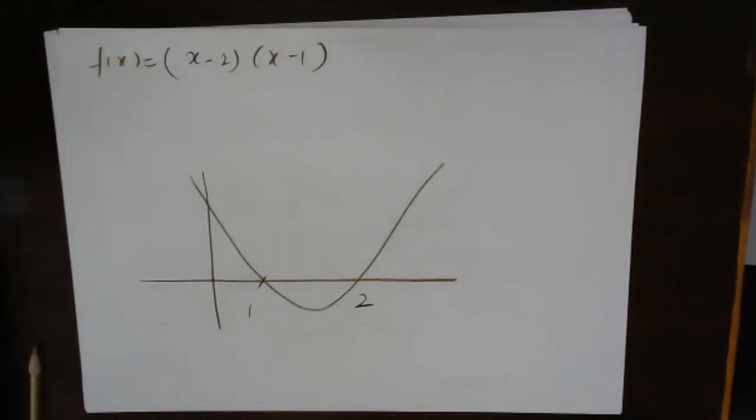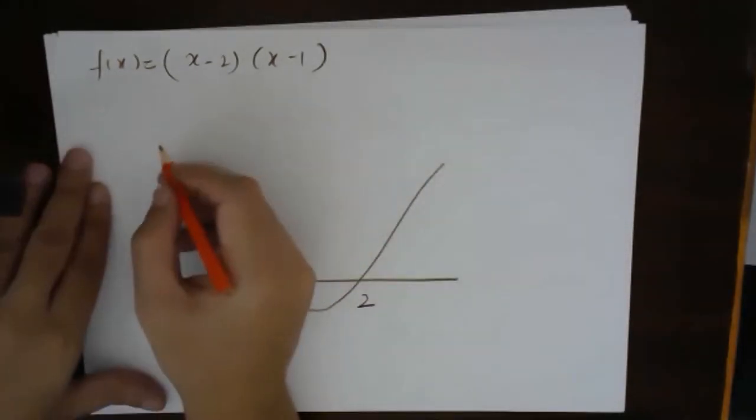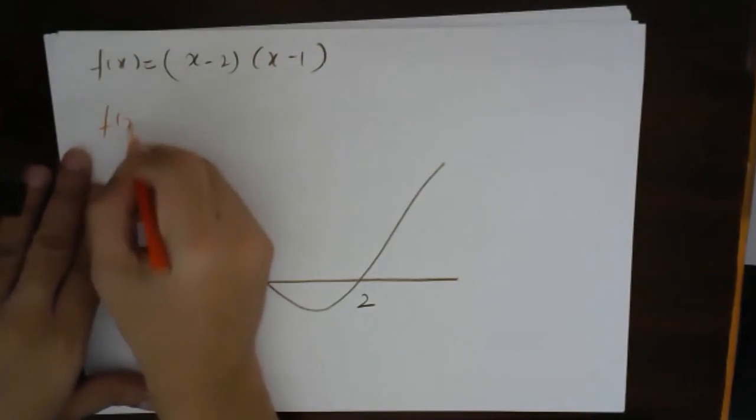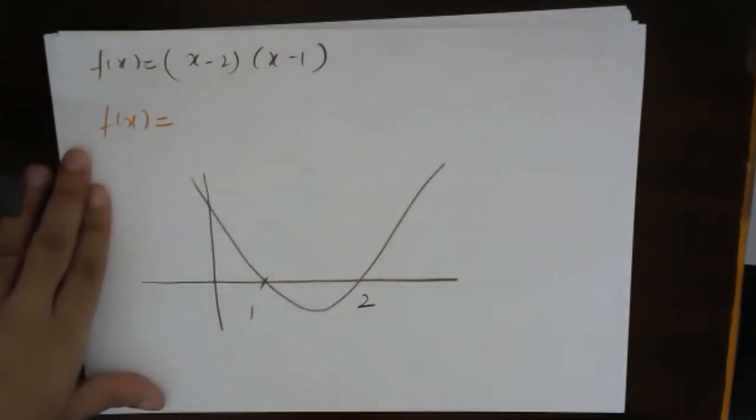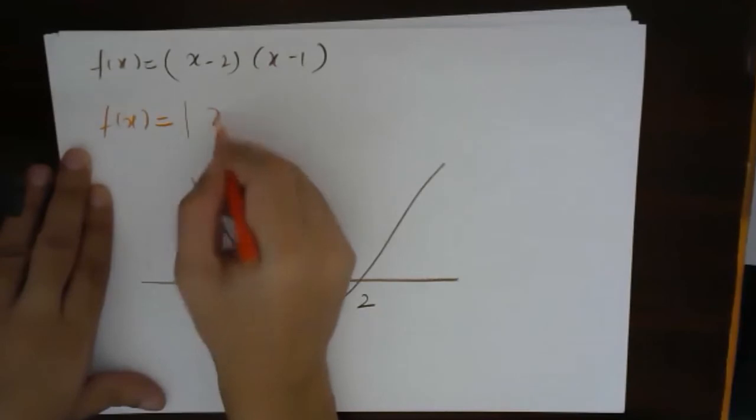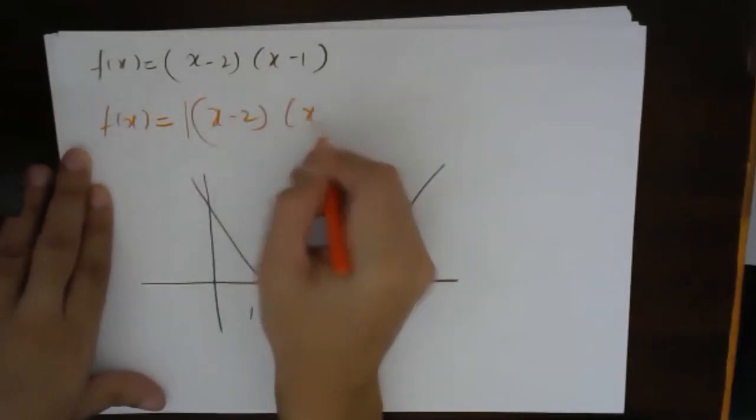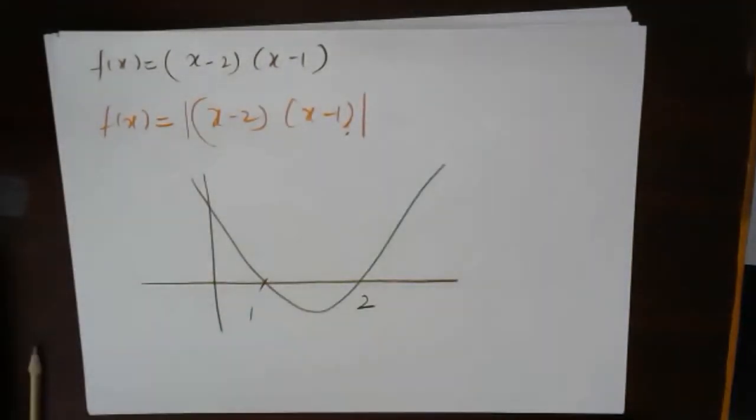Now what I want you to draw is the graph for f of x equals mod of x minus 2 into x minus 1. I want you to draw the graph of mod of x minus 2 into x minus 1. Just check it. Draw the graph.